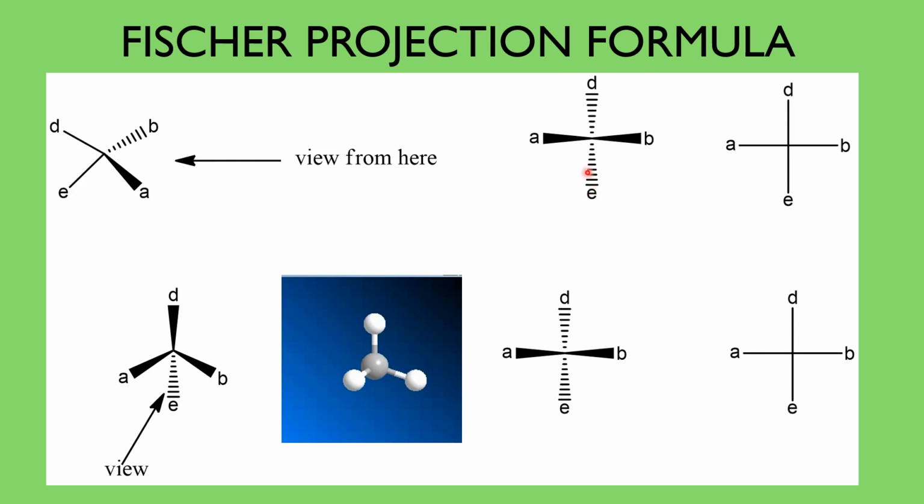Now this can be converted into Fischer projection by keeping the horizontal groups in the horizontal line and the two groups on the vertical side in the vertical line. Now we can view the same molecule in a different way also. Here I have shown another perspective formula where three groups are coming towards me and the other fourth group is going away from me. So I have to view the molecule like this. Let us see how to view this molecule.